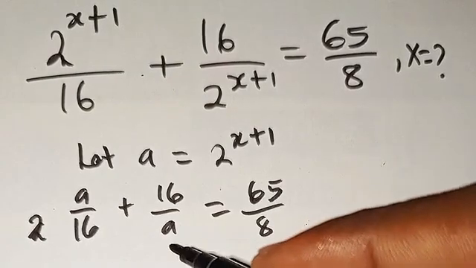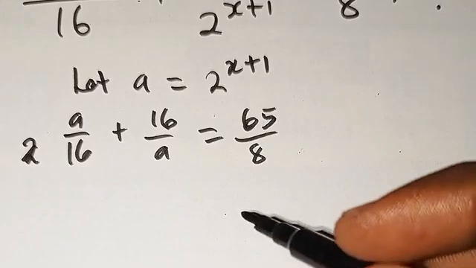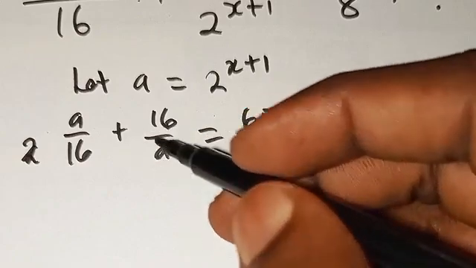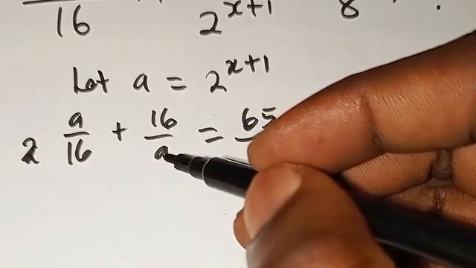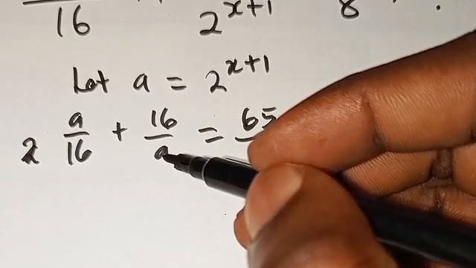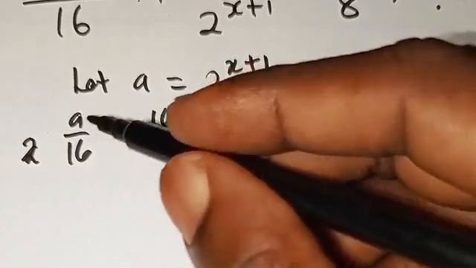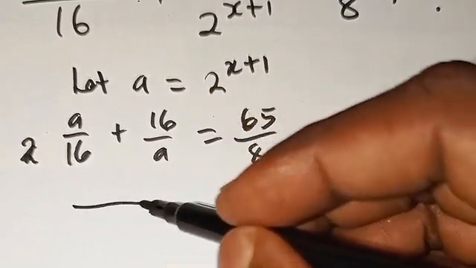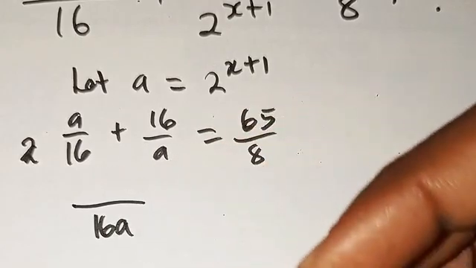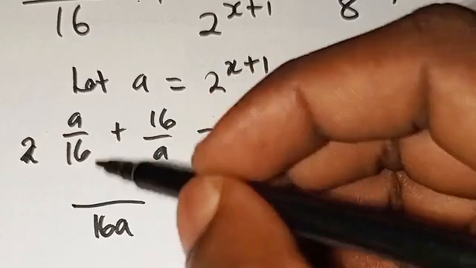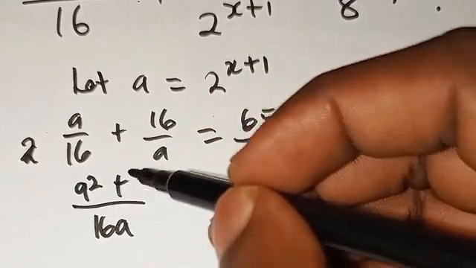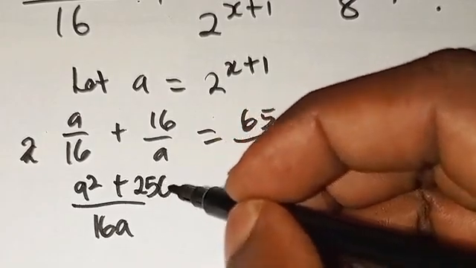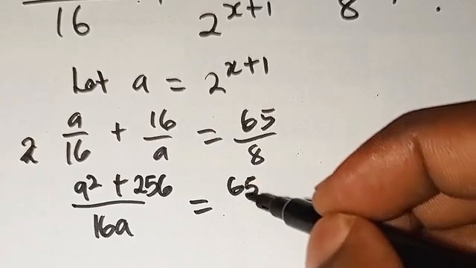So now from here, let's try to simplify this by making the left hand side a single fraction. We're going to have 16a being the LCM. A times a, we have a squared, then plus 16 times 16, that's going to give us 256. We are going to have 256, then equals 65 all over 8.